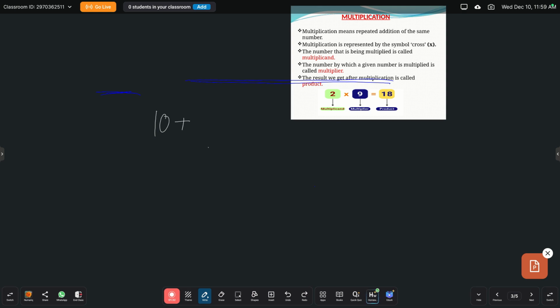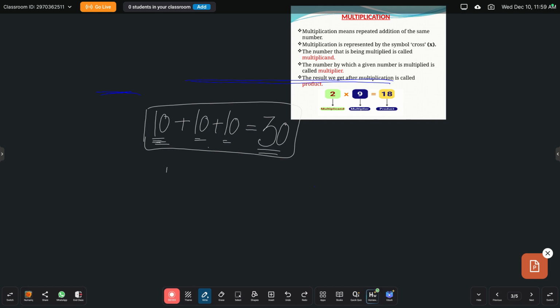I will write 10 plus 10 plus 10. What is 10 plus 10 plus 10? It is equal to 30. So, I had to find the cost of 3 chocolates, and the cost of 1 chocolate was 10. So, what did I do? I added this 10 3 times. This is 10 plus 10 plus 10, and that is equal to 30. I can do this in another way.